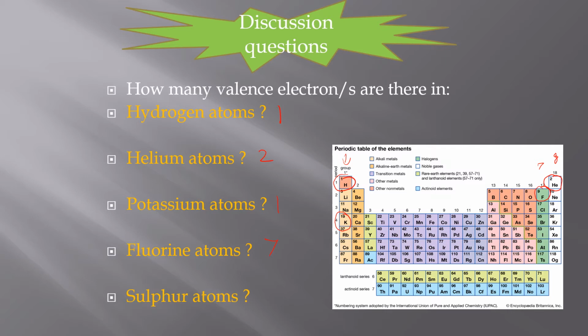And sulfur is in the middle here, in the next group over. That's group 6, so it has 6 valence electrons. Because as we run across group 2, group 3, group 4, group 5, group 6, and so on, that corresponds to the numbers at the top of the columns, or the groups.